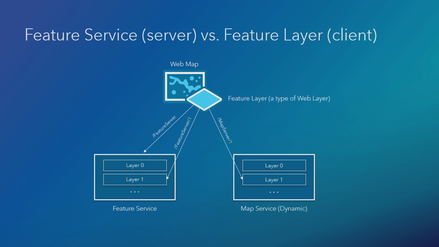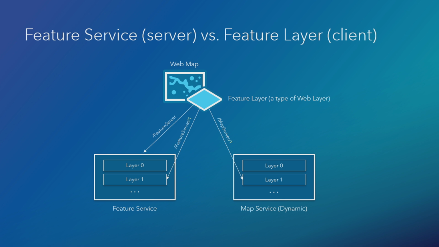But there's another way to get feature layer capability, and that's to use map services. So if you publish a dynamic map service, and you go to your portal, or you could do this straight in the JavaScript API, but if you do this in your portal, you can add a URL to a layer in a map service.